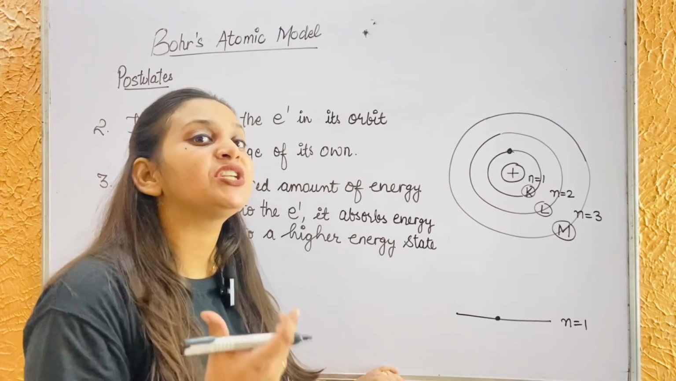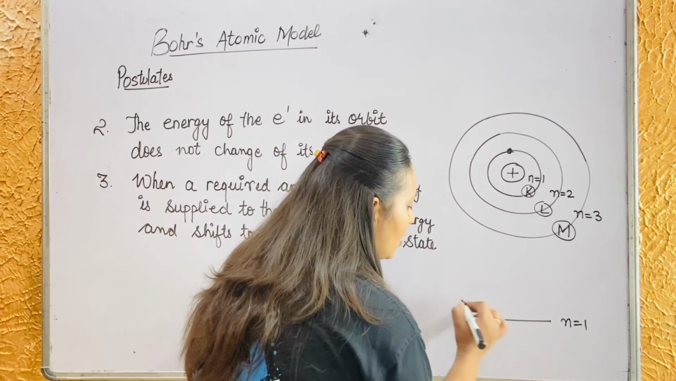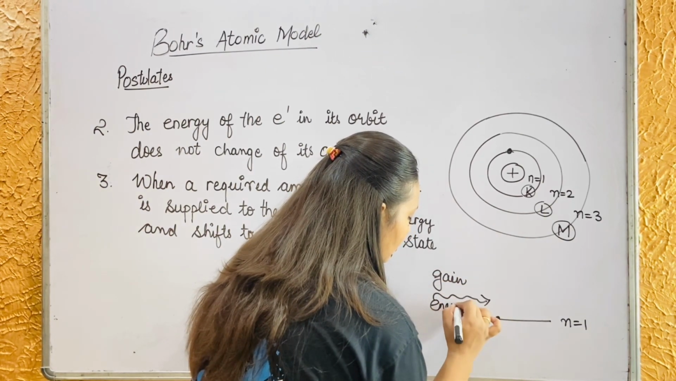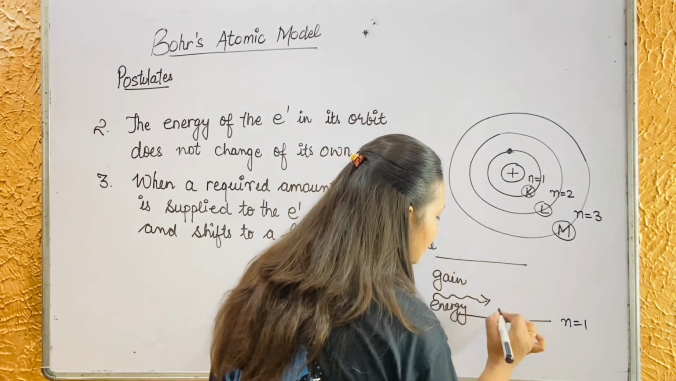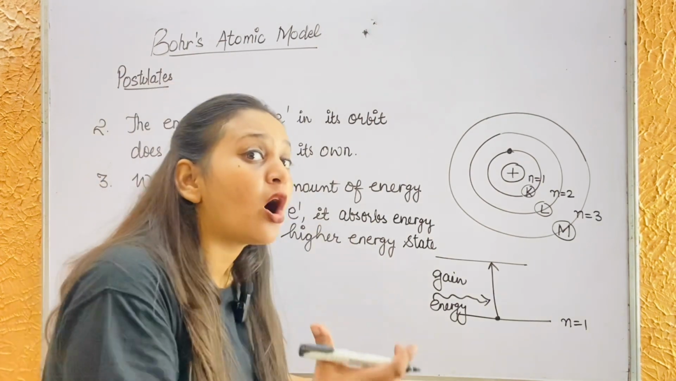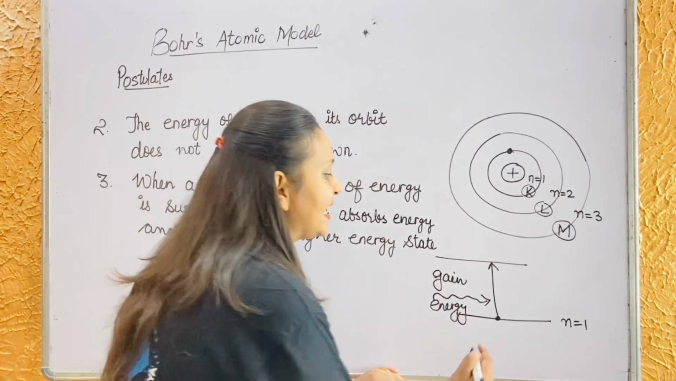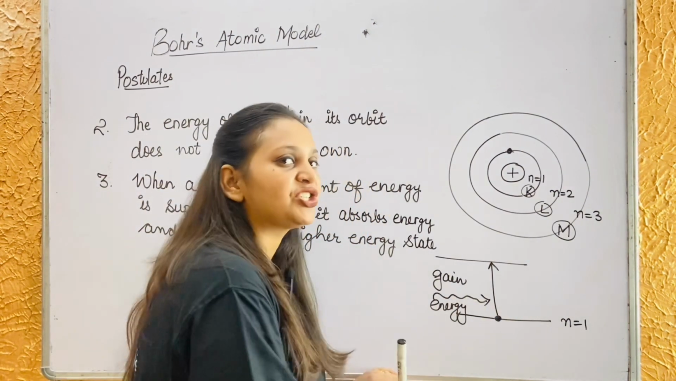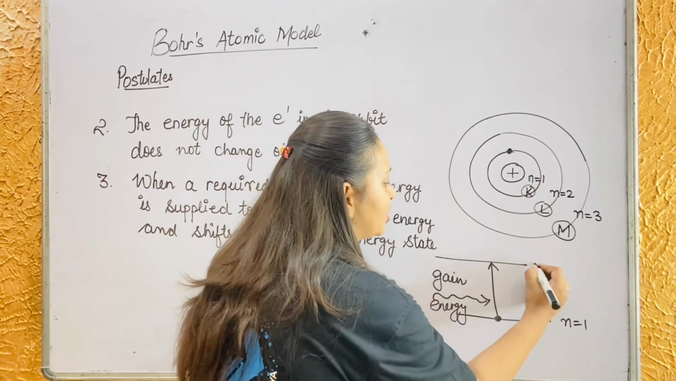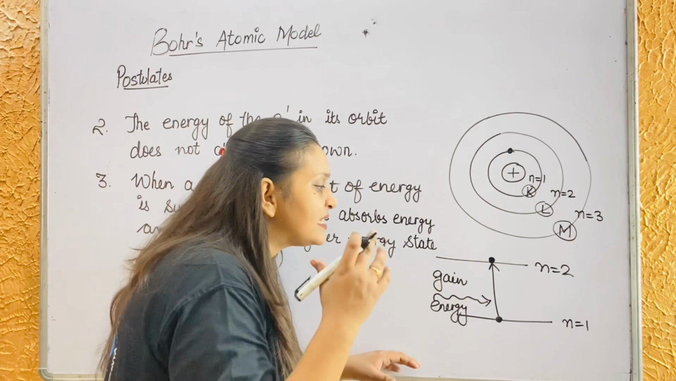But when a sufficient amount of energy is supplied to the electron, then the electron will gain energy, and after gaining energy, the electron will be excited to a higher energy level corresponding to the amount of energy absorbed. Let us say that the electron residing in the first shell has absorbed enough energy to be transmitted to the second energy shell. So this is the case here.